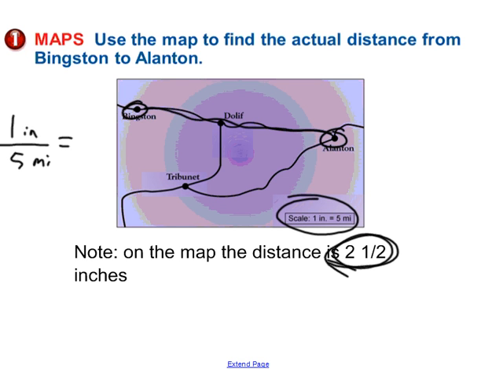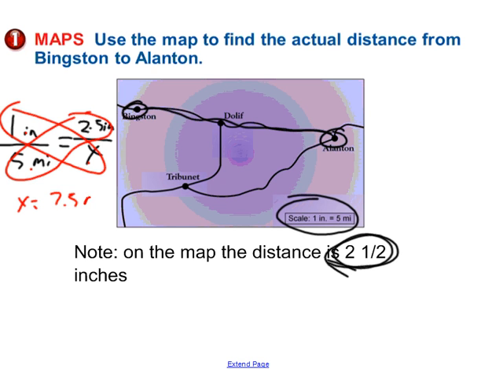And then I can set it up and I can say, well, if I have 2.5 inches on the map, how far is that in real life? I'm going to use my cross products to solve for that. And I'm going to say 1 times x is, of course, x, and 5 times 2.5 is 7.5. So it's 7.5 miles is the real distance between those two towns.